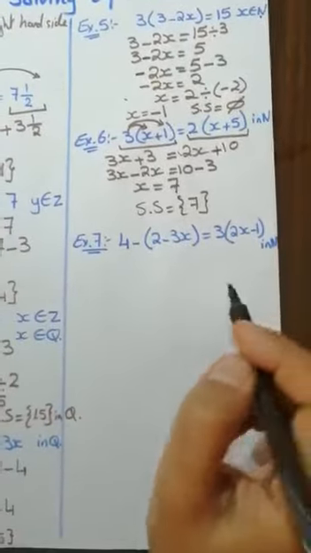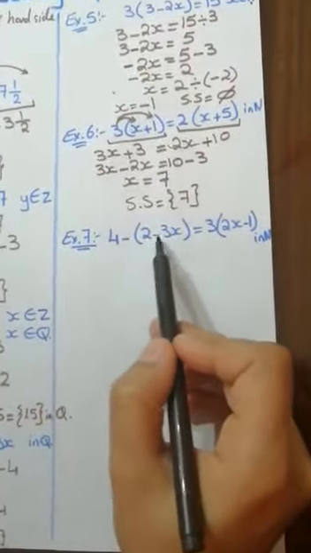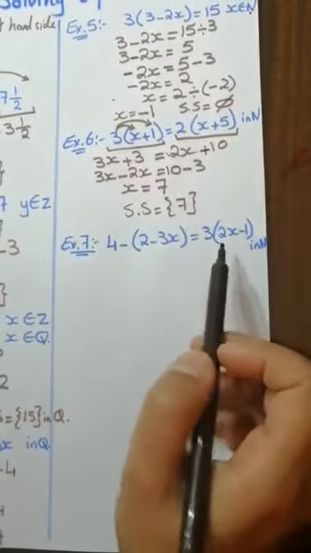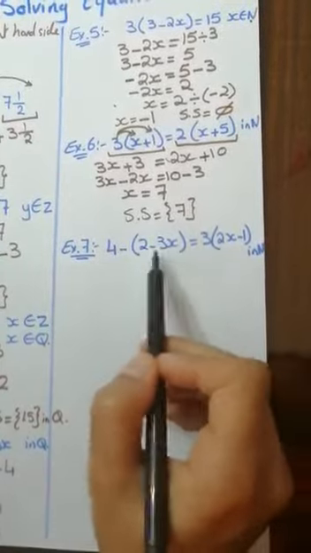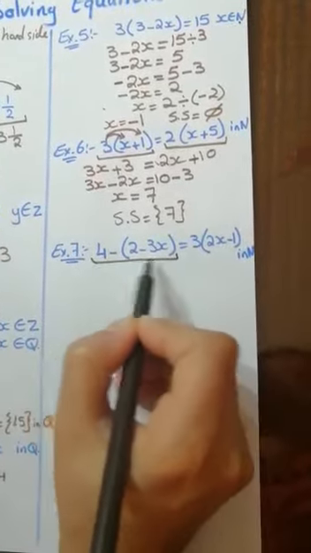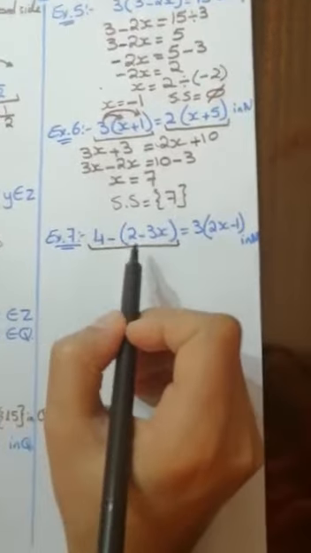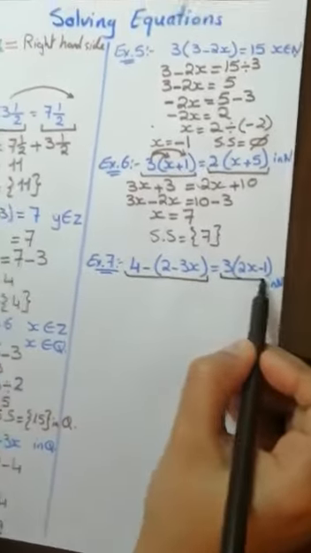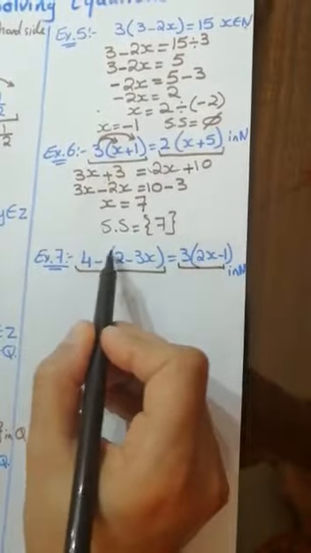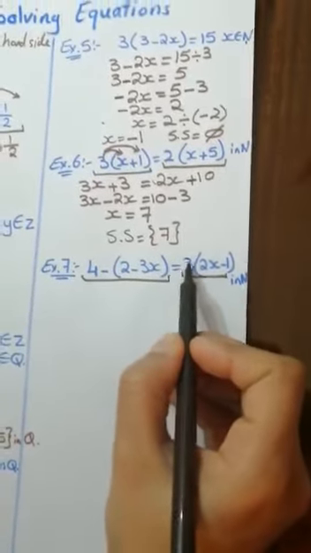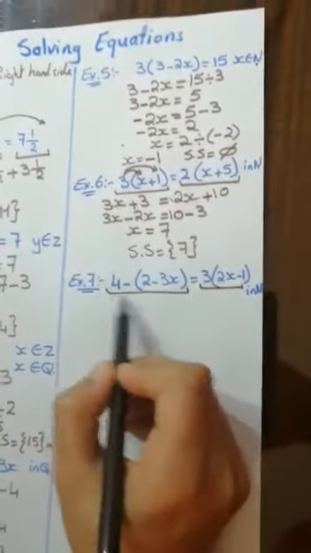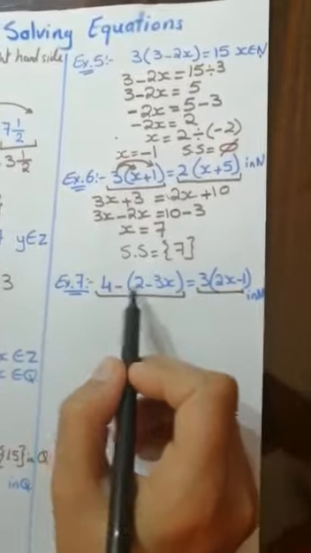Now the last example, 4 minus the bracket 2 minus 3x, equals 3 bracket 2x minus 3. There is a big difference between these two sides. Take care of this. Some of you look at this one and say this is distributive. No, this is not distributive at all. This is the distributive. Can you see the difference between the two sides? This is 4 minus a bracket. But this is 3 multiplied by a bracket. So this is the distributive and these are just a number minus a bracket.